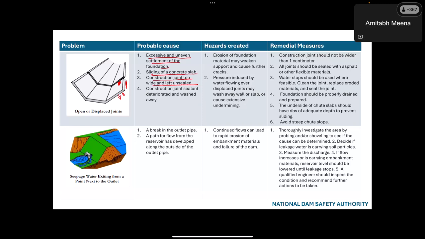So what we can do: construction joint should not be wider than 1 centimeter. All joints should be sealed with asphalt or other flexible materials. Water stops should be used where feasible. Clean the joint, replace eroded materials, and seal the joint. Foundation should be properly drained and prepared. The underside of chute slab should have ribs of adequate depth to prevent sliding.